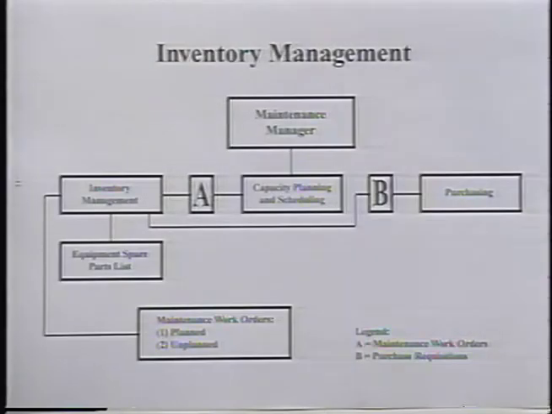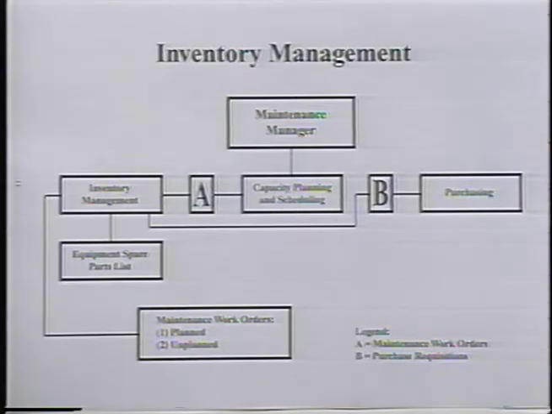Now, inventory management, which is on the left-hand side of this exhibit, indicates that it is receiving its input from the equipment spare parts list. That's the little block underneath inventory management, and that is the byproduct of the spare parts list, which comes out of the first function of the maintenance management program.